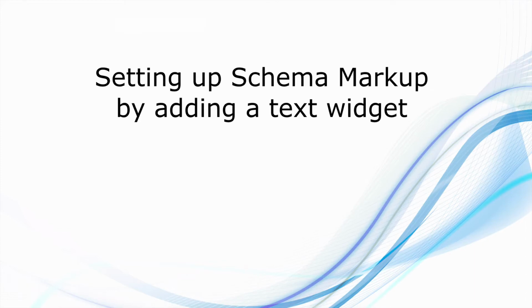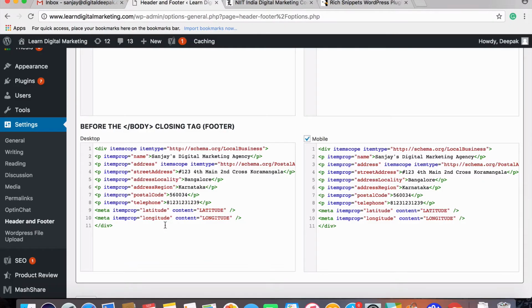There is also another way you can do it, depending on the theme that you're using. Certain themes, when you go into Appearance and Widgets, have a separate column wherein you can modify the way your footer is going to look, and I'll show you how you can do that by using a text widget. Let's see how to add schema markup by adding a text widget. The HTML code is going to remain the same.